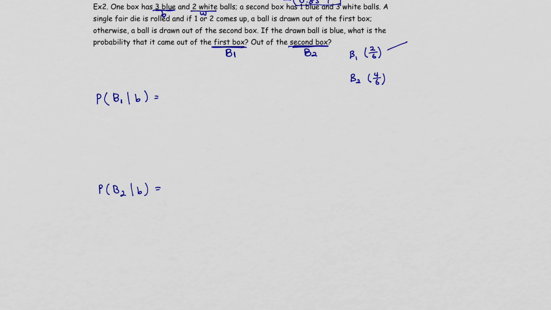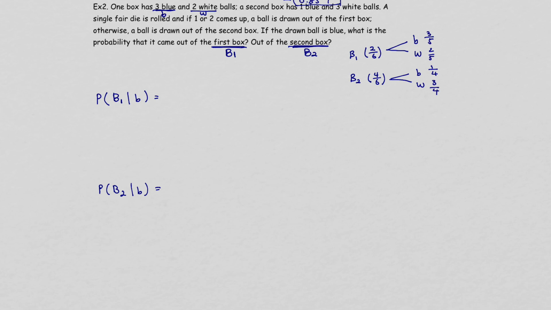From box 1, how many blue do I have? 3 blue, and I have 2 white. So the probability of getting a blue from box 1 is going to be 3 out of a total of 5, or 2 out of 5 getting white. From box 2, if I pick blue, that's only 1 blue out of 4, and 3 white out of 4.